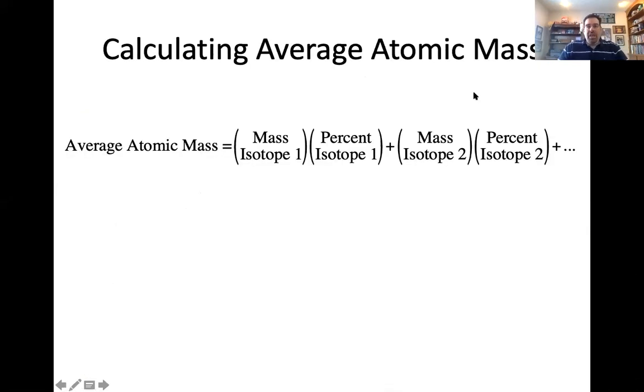Okay, so how can we calculate the average atomic mass? Well, the way that we would do that is by using this mathematical relationship where we would take the atomic mass of the first isotope, and multiply it by the percent abundance of that first isotope. And then we would take the atomic mass of the second isotope and we would multiply it by the percent abundance of the second isotope. Question for you guys, why does it say dot, dot, dot after that? What's the purpose of that? What does that mean?